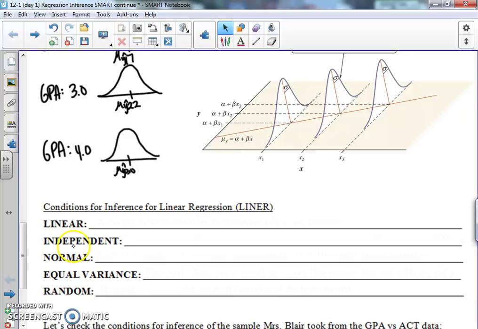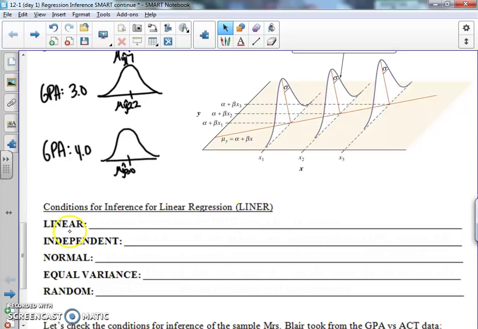Well, it's a little bit different for regression. There's a little bit more that goes into it. As you can see, this picture is quite complex. So I've actually made a little acronym to help you. We're going to say check liner. Okay, not linear, but liner.